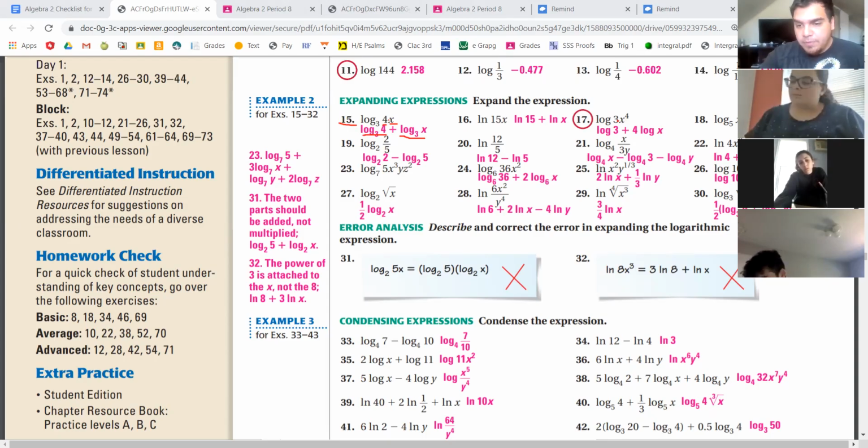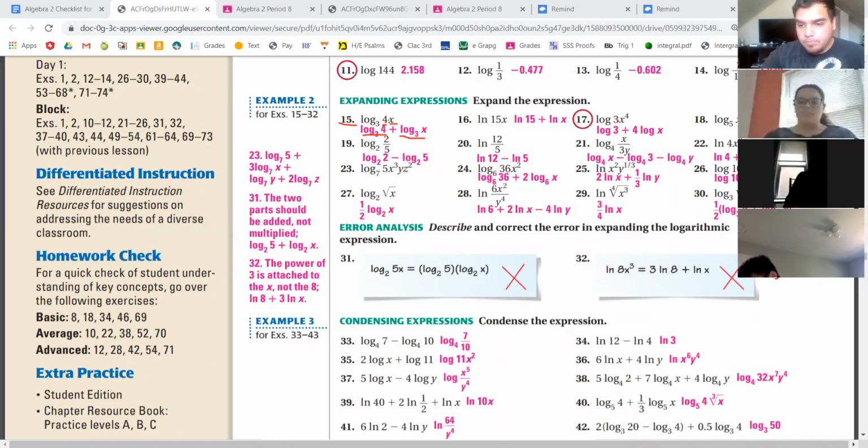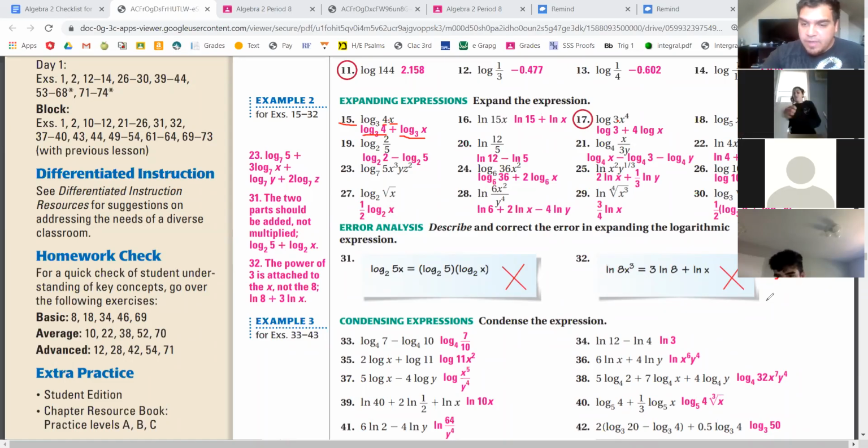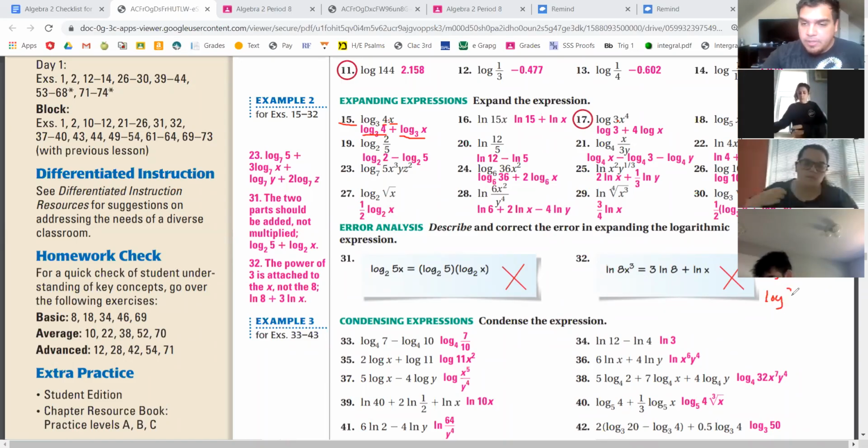Because they're multiplied, we're going to add. So log 3 plus log x to the 4th. Okay. All right. This exponent 4, when you have an exponent inside a log, it can move in front. So then you're left with log 3 plus 4 log x. And that should be our final answer because there's no more to expand, everything's been expanded.